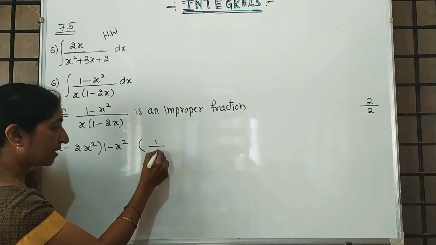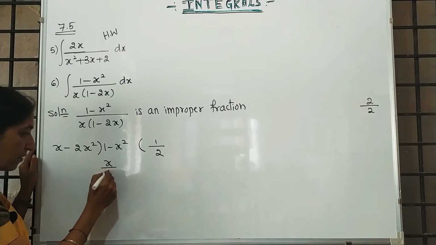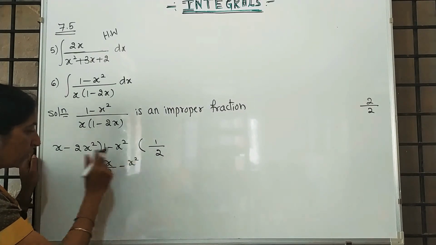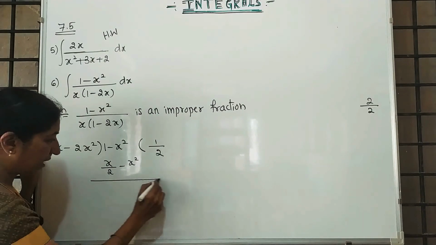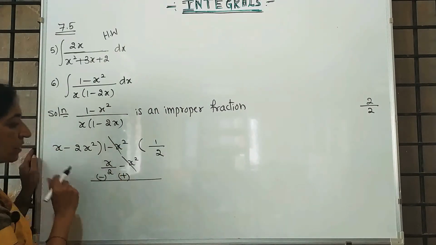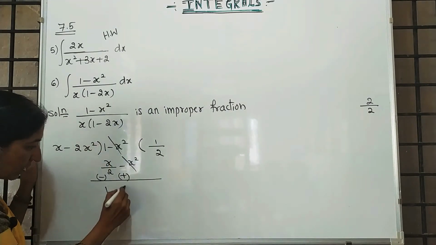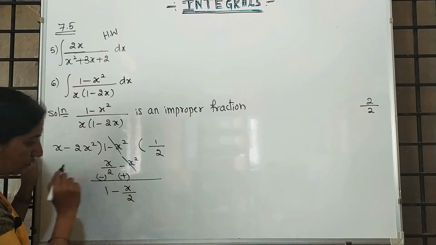So it is multiplied with 1 by 2. Each term is multiplied with 1 by 2. This is x by 2. This is x square. 2 and 2 cancel. In division we have to change the sign. Plus x square minus x square get cancelled. These two are different terms. So that's why it is written as 1 minus x by 2.